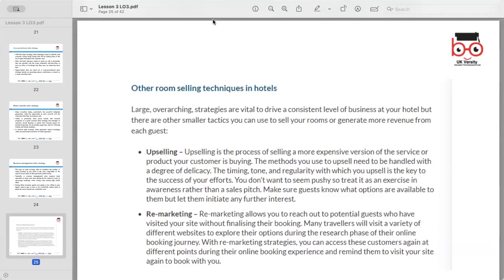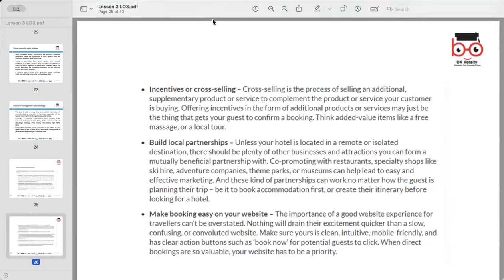Remarketing strategies allow hotels to reconnect with potential guests who have visited their website but not finalized their booking, providing opportunities to encourage them to complete their reservations. These tactics aim to enhance guest engagement and increase conversion rates by offering prioritized recommendations and reminders tailored to guest preferences and behavior. Incentive cross-selling, such as free additional services or products, can incentivize guests to confirm their booking. Cross-selling offers supplementary products or services to complement the guest's primary purchase, enhancing the overall guest experience.